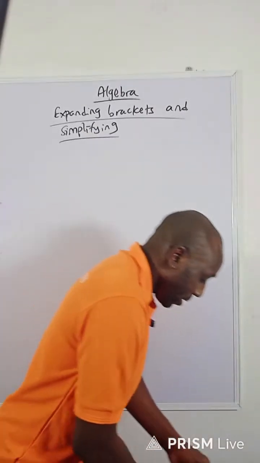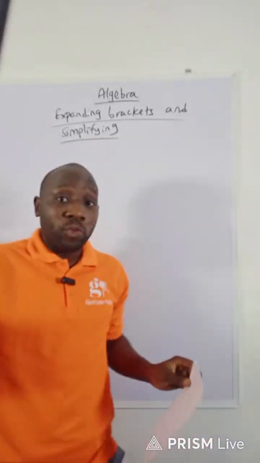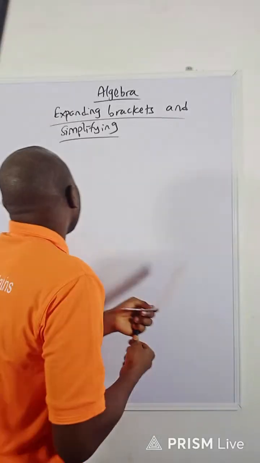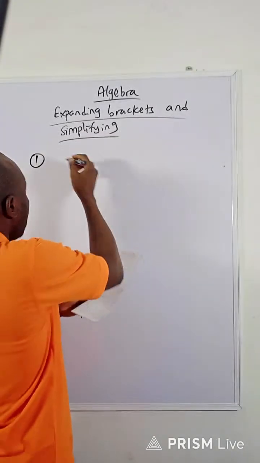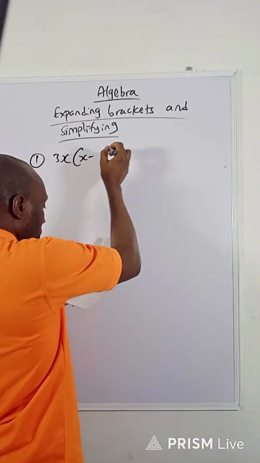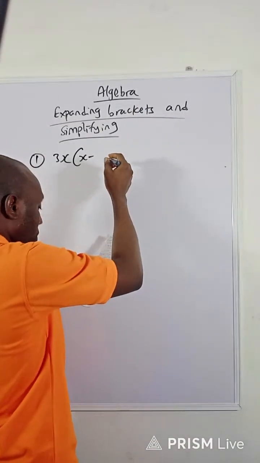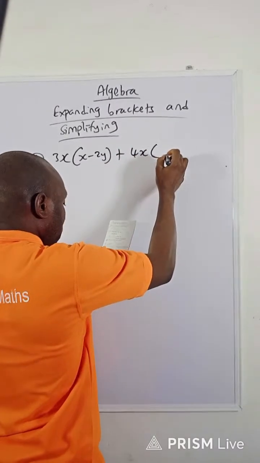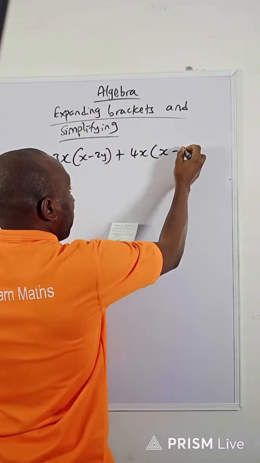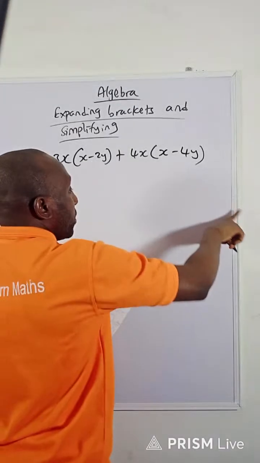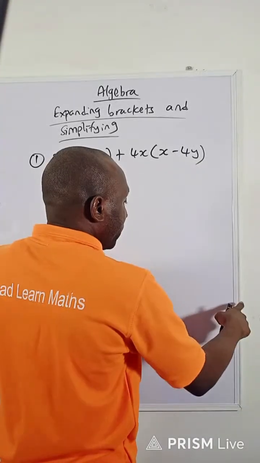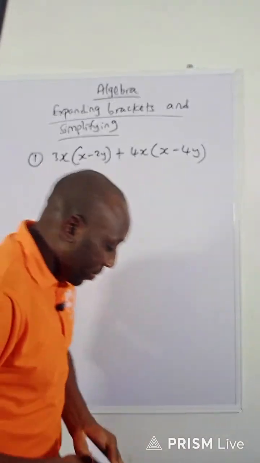So I'm going to be writing an example that we ended with in the last lesson. The last example we ended with was this. See it here: 3x bracket x minus 2y plus 4x bracket x minus 4y. Hope you can see my screen. So this was the example that we ended with in the last lesson.